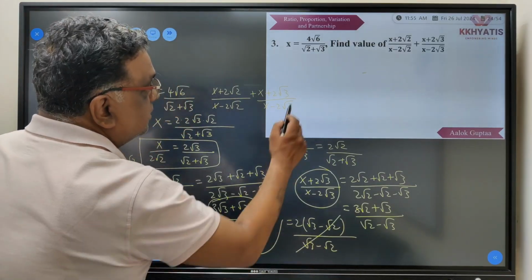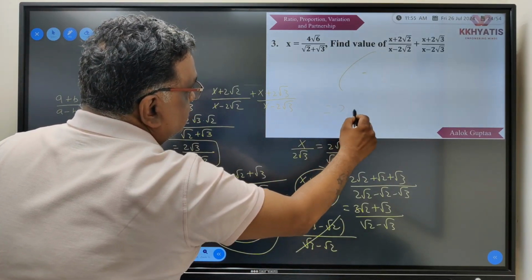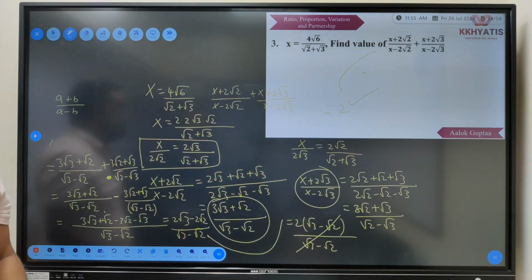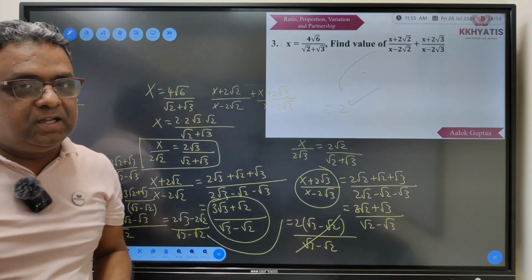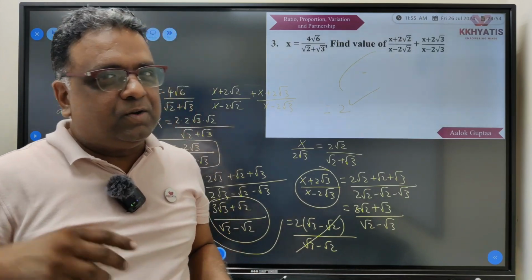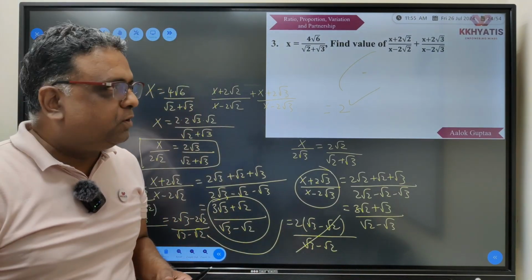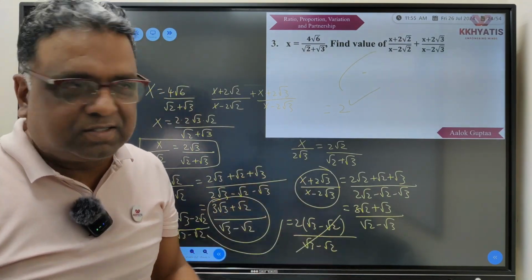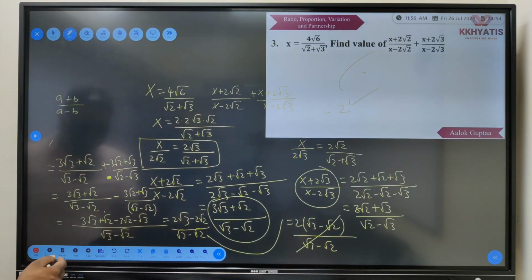This will get cancelled. So this value is 2. So 2 is the answer for this. So we could solve this problem easily. Right now when I'm explaining this to you, it's looking a little lengthy, but when you actually do it, it's very quick. You can do this actually in 60 seconds. Let's move ahead.